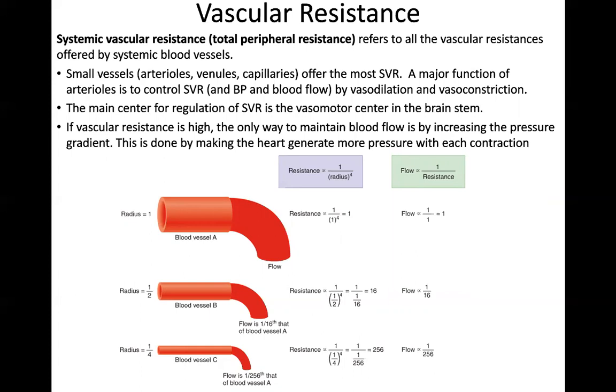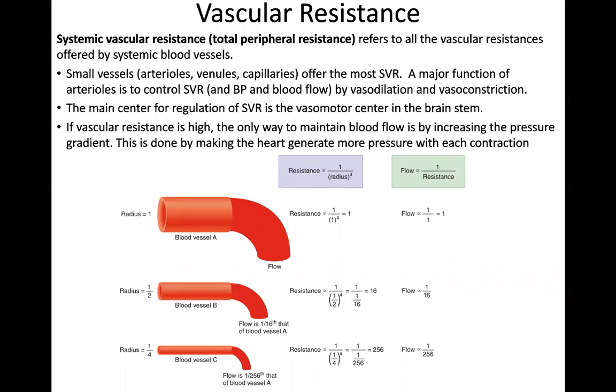I told you that a little bit ago. A major function of our arterioles is to control SVR, which thus makes them responsible for controlling BP. What's BP short for? Blood pressure. And blood flow, by performing vasodilation and vasoconstriction. The main center for regulating SVR is the vasomotor center in our brain stem, specifically the medulla oblongata of our brain stem.